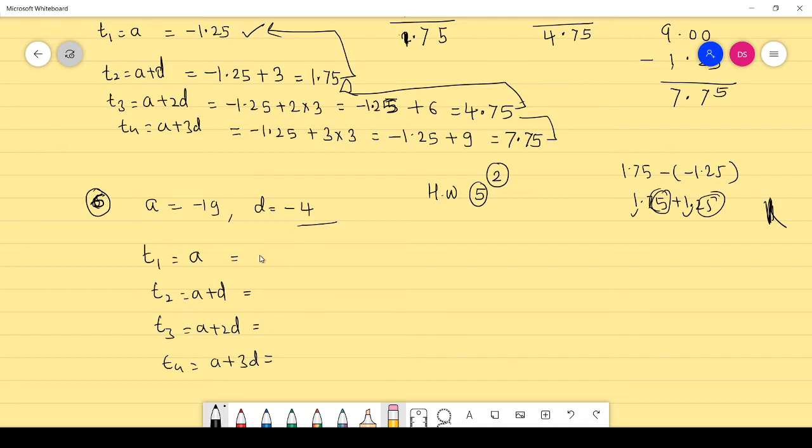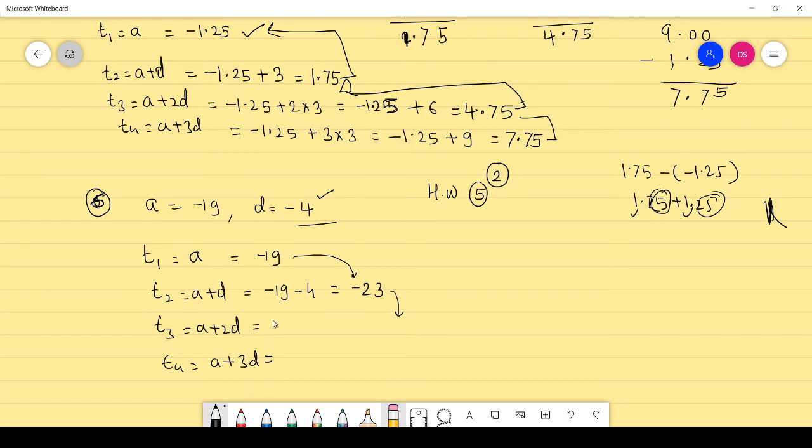So a is what? Minus 19. Now we got the first term. What is the second term? That is a plus d. A is equal to minus 19, d is equal to minus 4. So minus 19 minus 4. How much? Minus 23. Right? Whenever the common difference is negative, at that time you will get decreasing numbers. Minus 19 is larger than minus 23. Again you will get a more negative number. More negative means a smaller number, right?